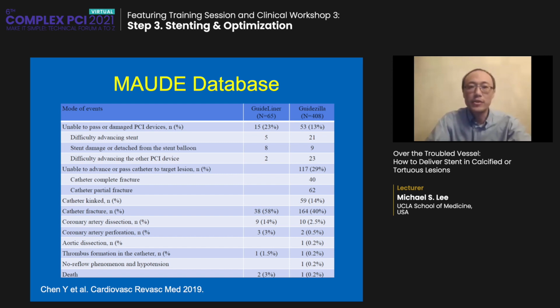Here is a MOD database which shows some of the potential complications. We talked about the dissection. Perforation is relatively uncommon, but damage to the catheter or causing damage to the stent are well-recognized complications.